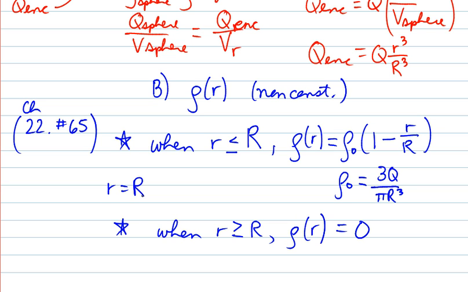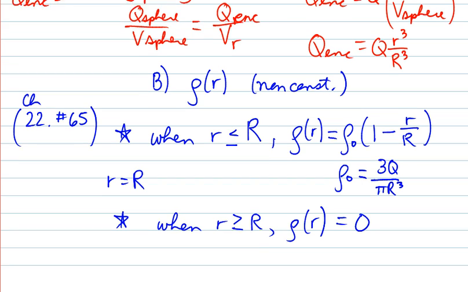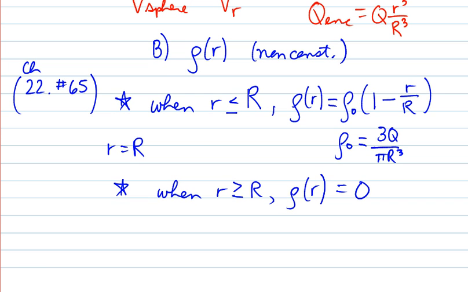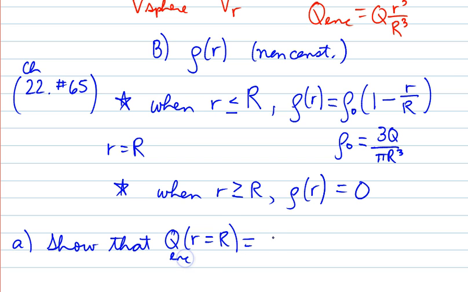So we'll look at that in a moment. But for right now, let's look at this problem. The first thing that we want to do is figure out the total amount of charge enclosed within the sphere and prove that it's equal to just big Q. So part A of this problem: show that Q of r equals big R, so Q enclosed, is simply equal to Q.